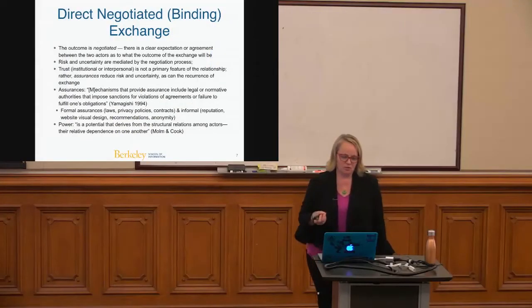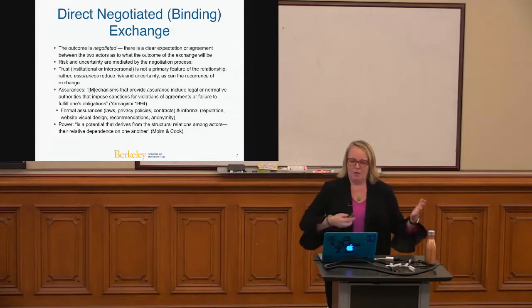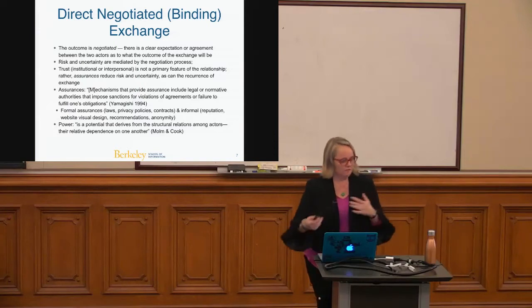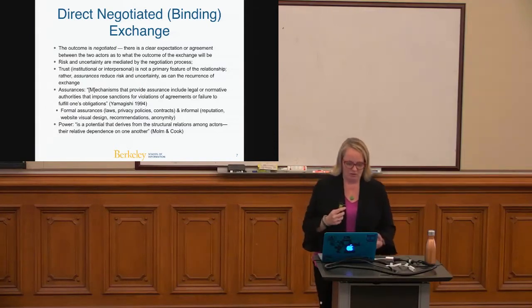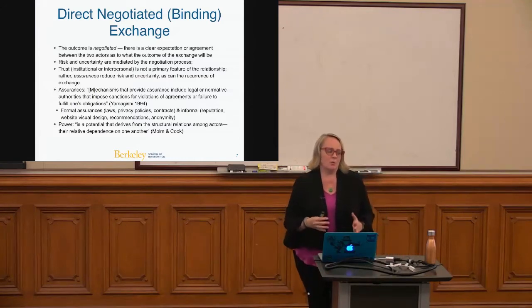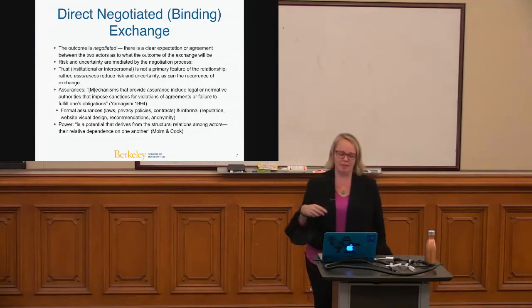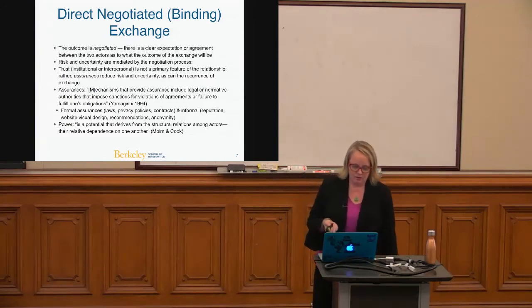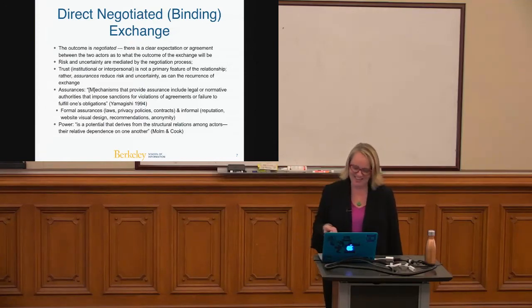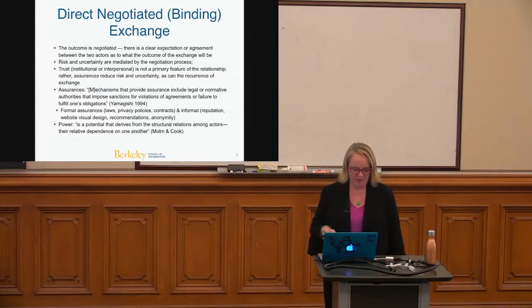Trust, whether it's institutional or interpersonal, is not a primary feature of the relationship, meaning that we're not making this based on our personal kind of feelings we've made about each other. We're engaging in these exchanges because there are assurances that work to control for the risk and uncertainty of making the exchange. So assurances are defined as mechanisms that provide assurance, which include legal or normative authorities that impose sanctions for violations of agreements or failure to fulfill one's obligations.